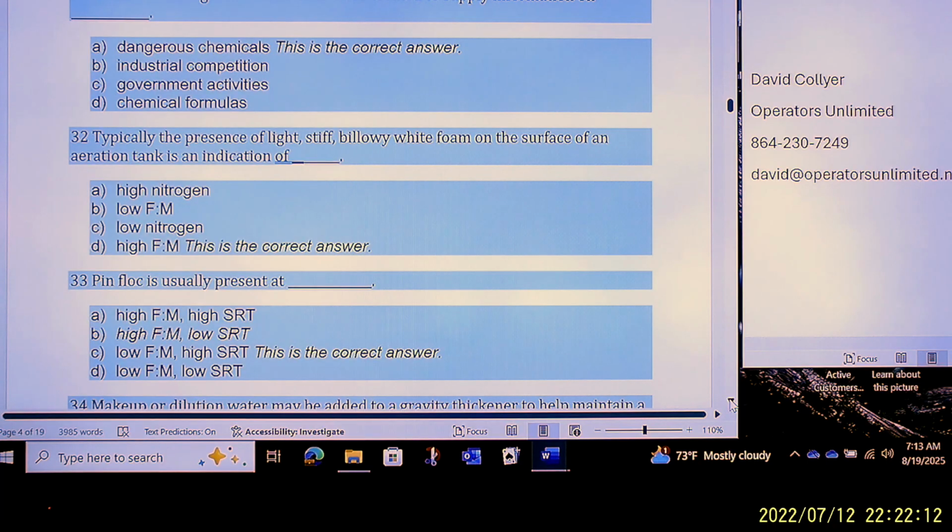Number 31, the worker right-to-know laws were created to supply information on A, dangerous chemicals, B, industrial competition, C, government activities, or D, chemical formulas. The answer to 31 is A, dangerous chemicals.